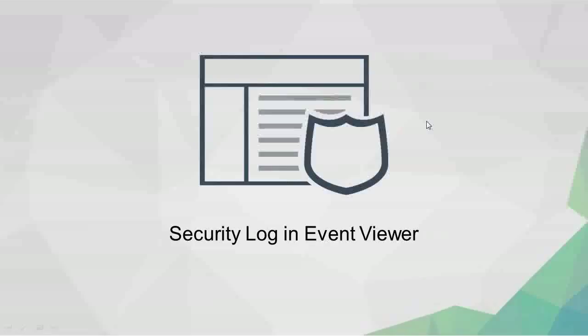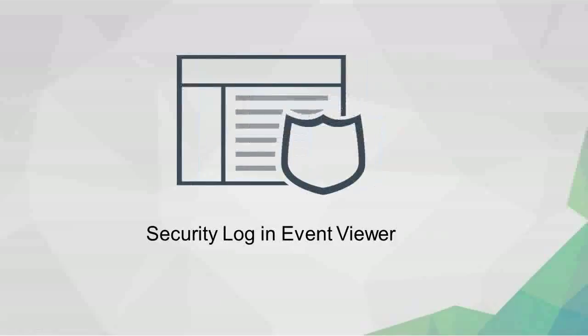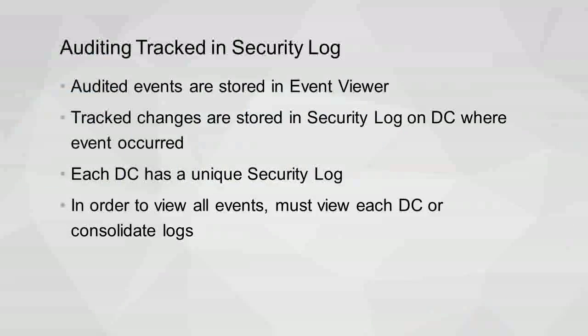Now we have information going into our security log. We have some things to consider. First, the changes that occur in Active Directory will only appear in the security log on the DC where the change occurred. Meaning, if you have 10 domain controllers, you're going to have 10 unique security logs. Each DC has its own unique security log because the security log is not replicated between domain controllers.